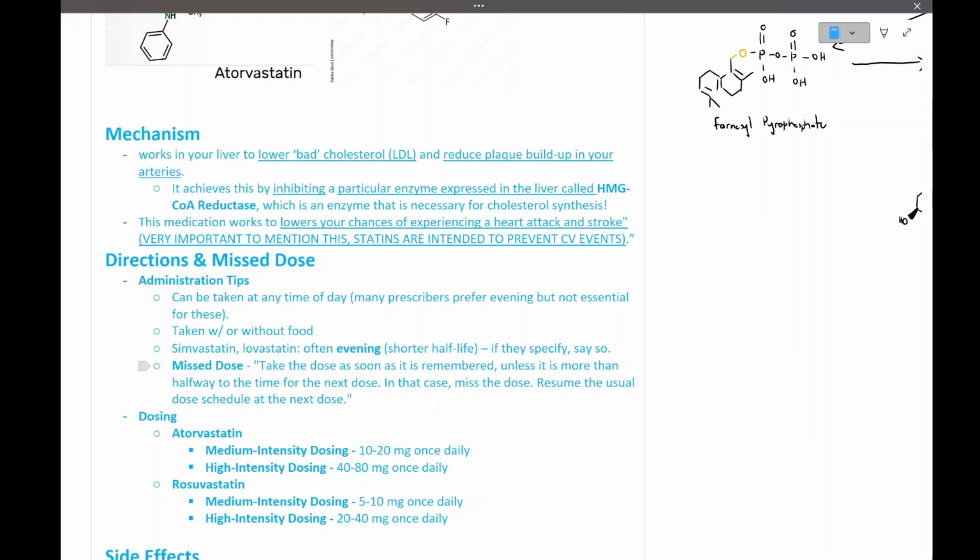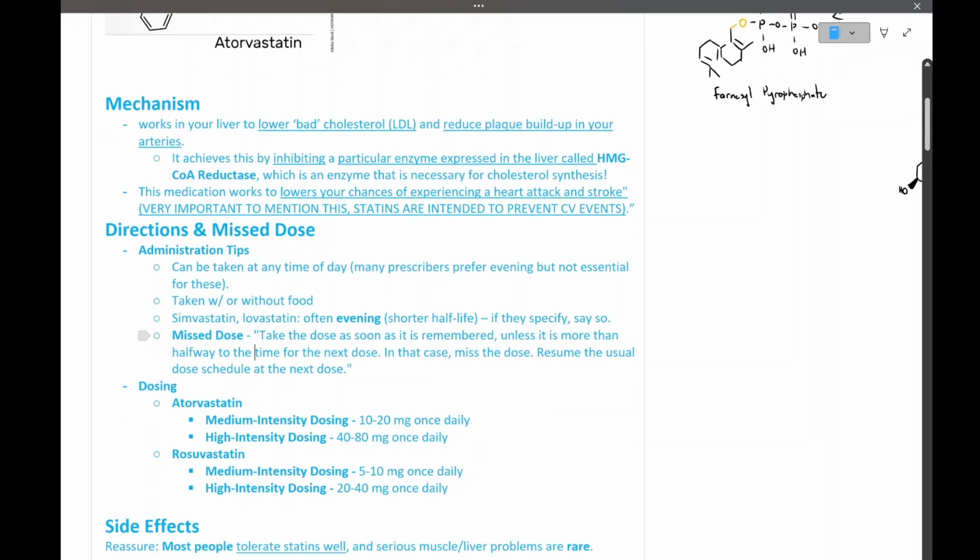In terms of a missed dose, the patient should try to take it as soon as they remember, unless it's more than halfway to the time for the next dose. If it's close to the next dose, you just want to skip the missed dose and resume the usual dose schedule at the next dose.